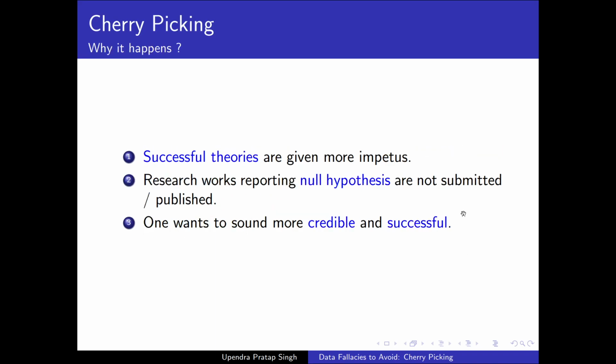So now that we have understood what cherry picking is all about, let us also try to understand why it happens in the first place. The primary reason is that in today's world, successful theories are given more impetus, and research works which report null hypotheses are not submitted or published anywhere. So naturally, only the success stories are being covered or appreciated. There is always this tendency among researchers and data analysts to come up with something that they can show off as a successful event.